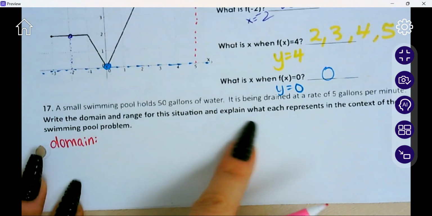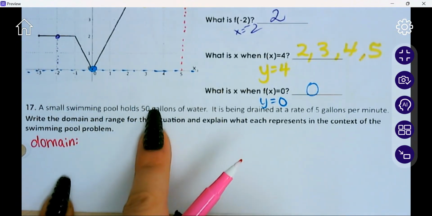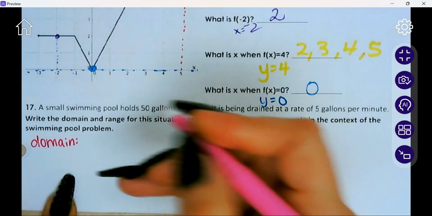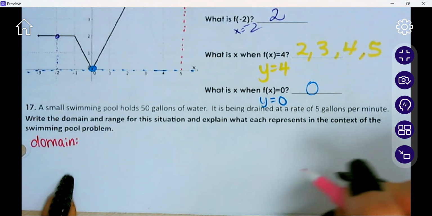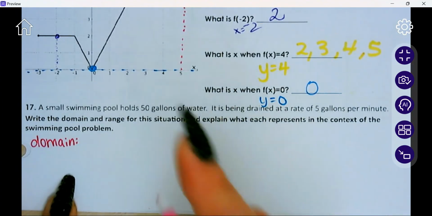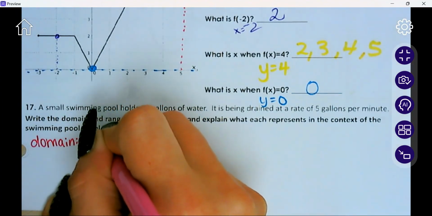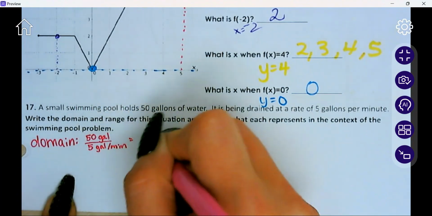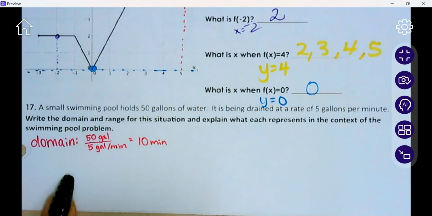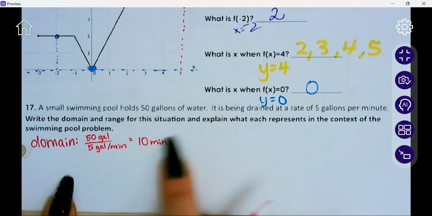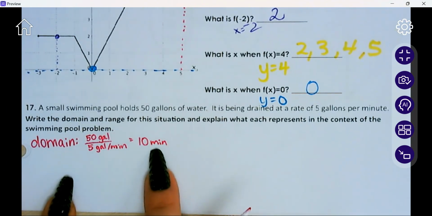Okay, so the time, we can see it doesn't specify. It says 5 gallons per minute and 50 gallons of water. So you'd have to do a little bit of calculating. That 50 gallons divided by 5 gallons per minute equals out to a max of 10 minutes. Okay, so the lowest value I can have is 0, right? Because we can have 0 minutes pass. The max for it to be drained would be 10.